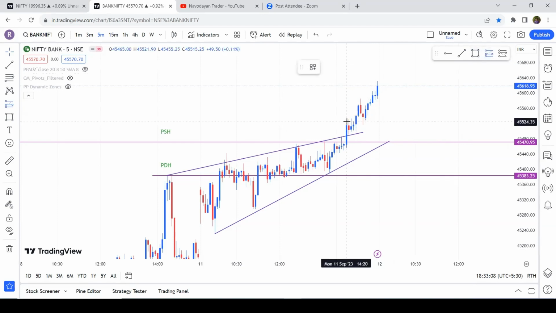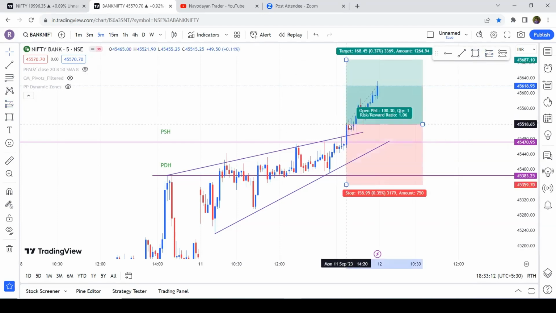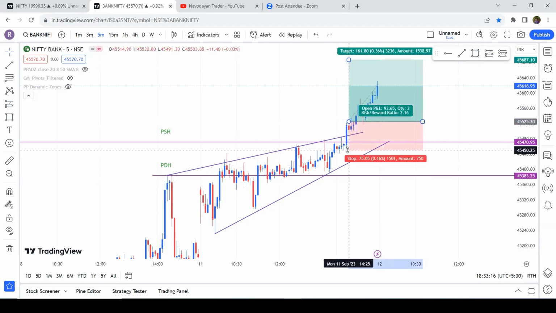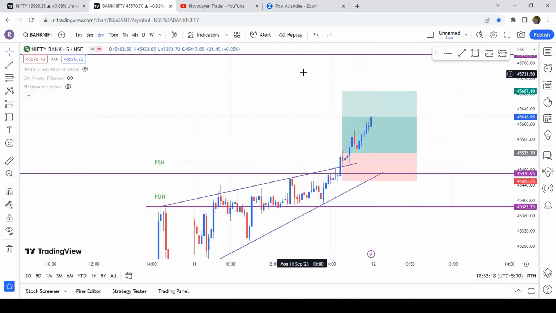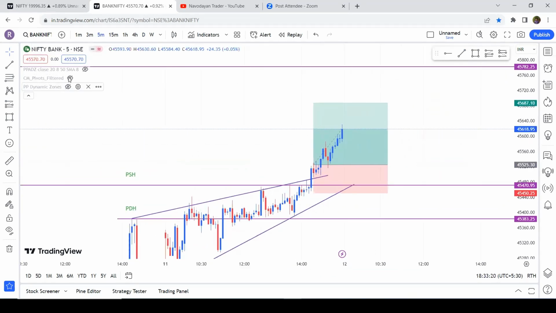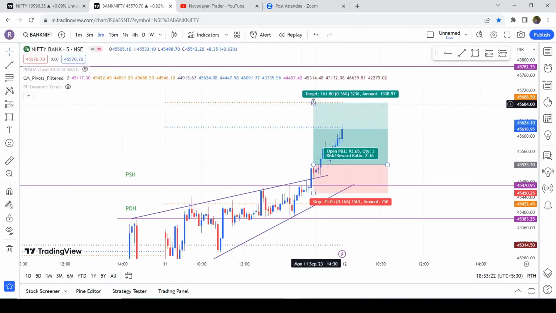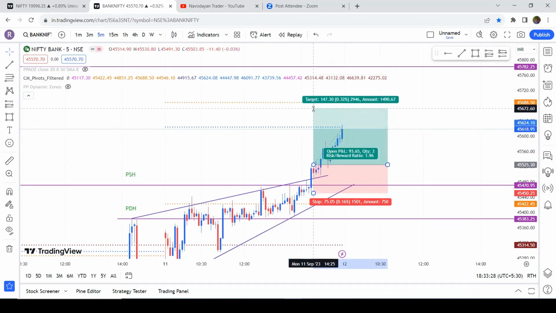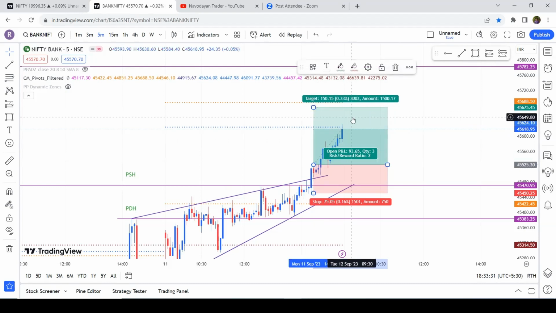So if we can enter here, the time was already 2:20 at the time of the breakout. There is still one hour left for the closing of the day, so you can take a trade and book till the next level or next resistance if there are any pivots. Yeah, this can also act as a good trade, but it achieved 1:3, and had there been time left, it would have easily given 1:2.